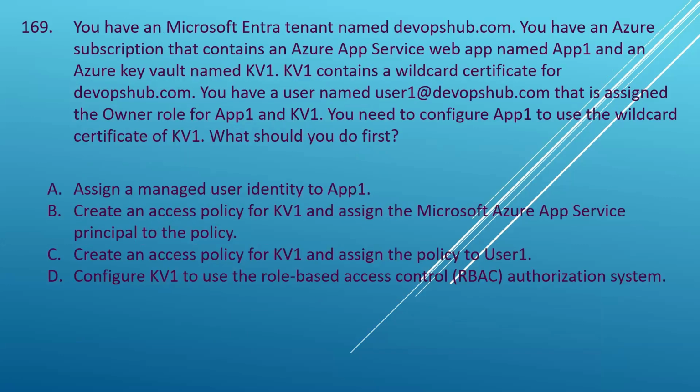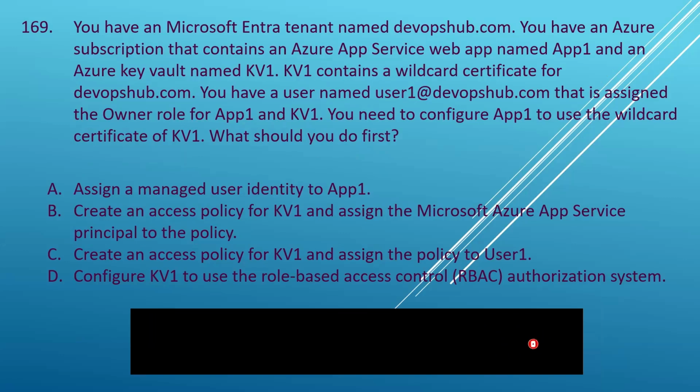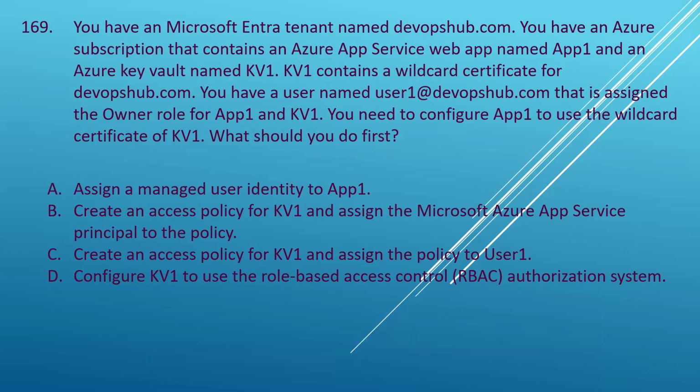Question number 169. You have a Microsoft Entra tenant named DevOpsHub.com. You have an Azure subscription that contains an Azure App Service web app named App1 and an Azure Key Vault named KV1. KV1 contains a wildcard certificate for DevOpsHub.com. You have a user named user1 at DevOpsHub.com that is assigned the Owner role for App1 and KV1. You need to configure App1 to use the wildcard certificate of KV1. What should you do first?